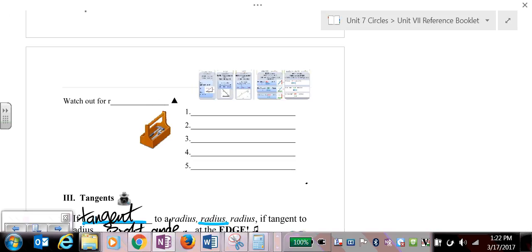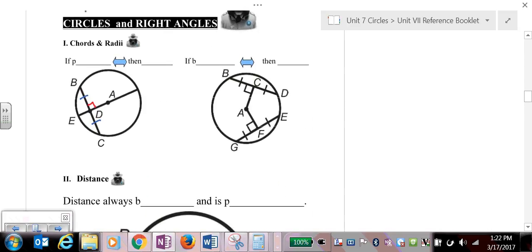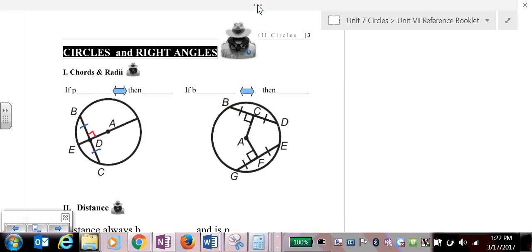You see this toolbox right here? Right triangles are your best friend. Here's a big hint: if you don't have a right triangle... Today, we're going to do two more different ways to get right angles in a circle.